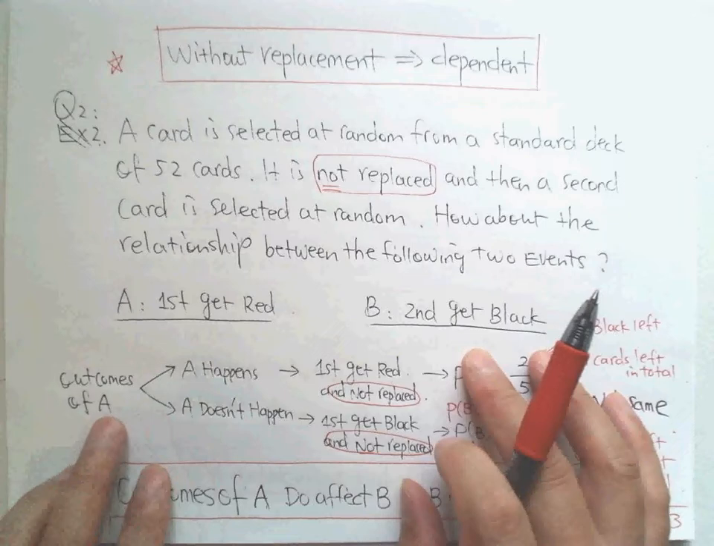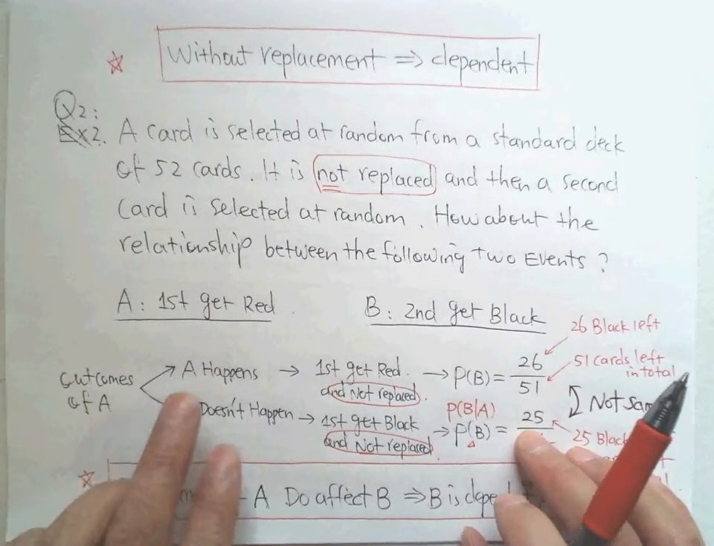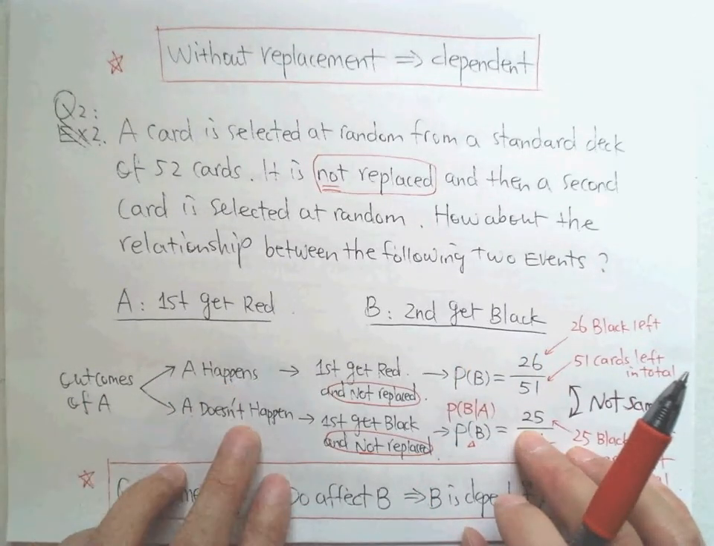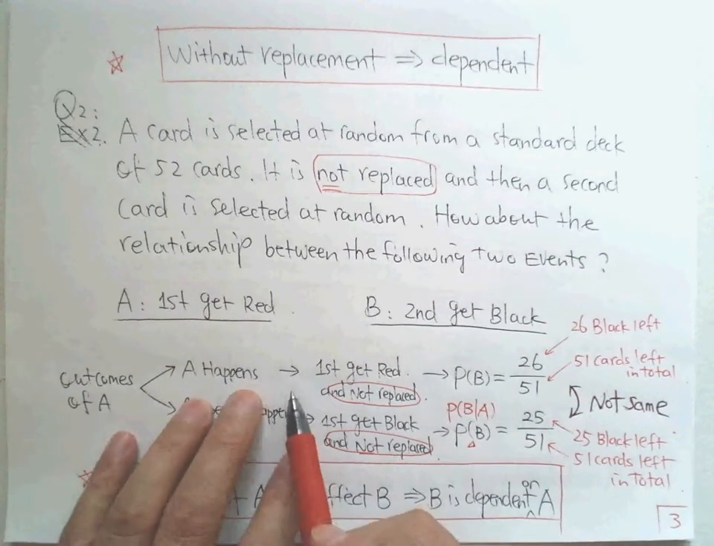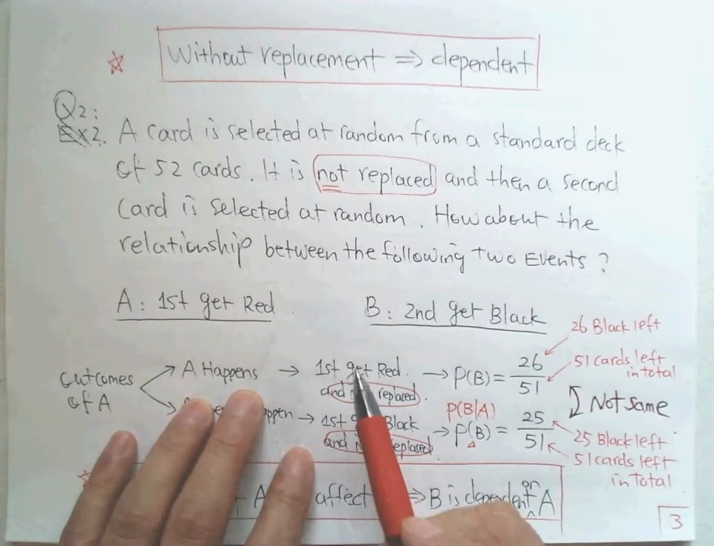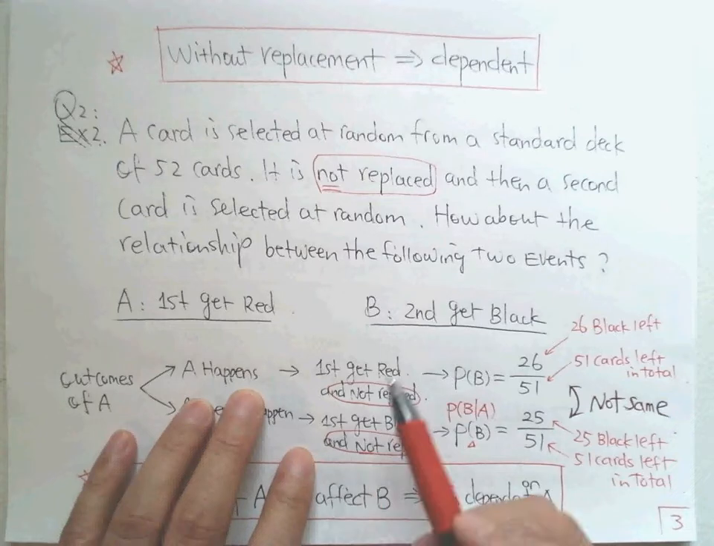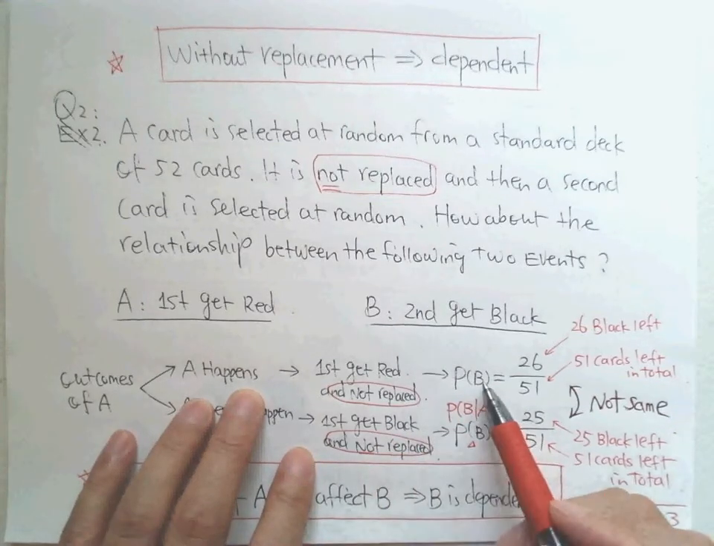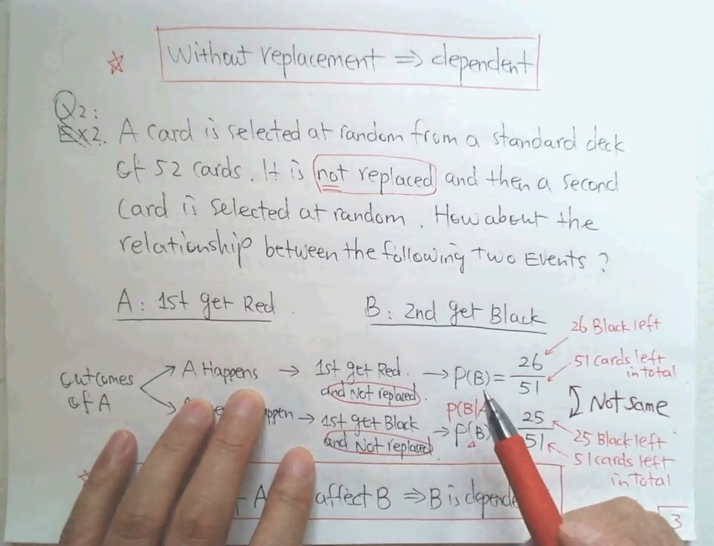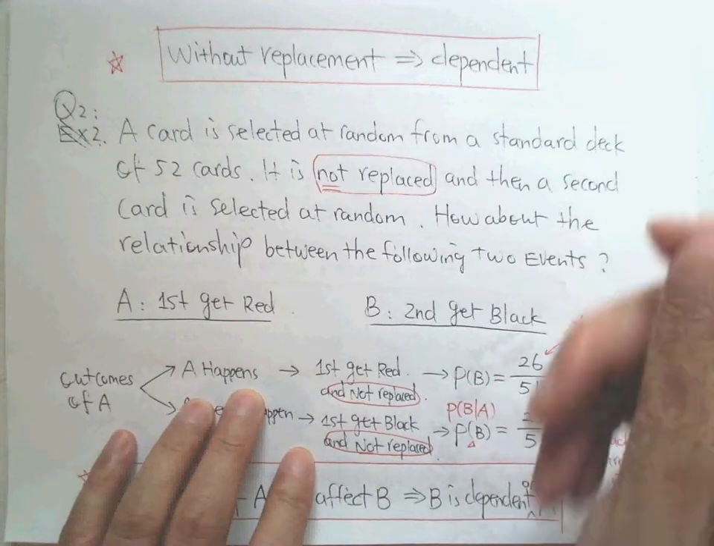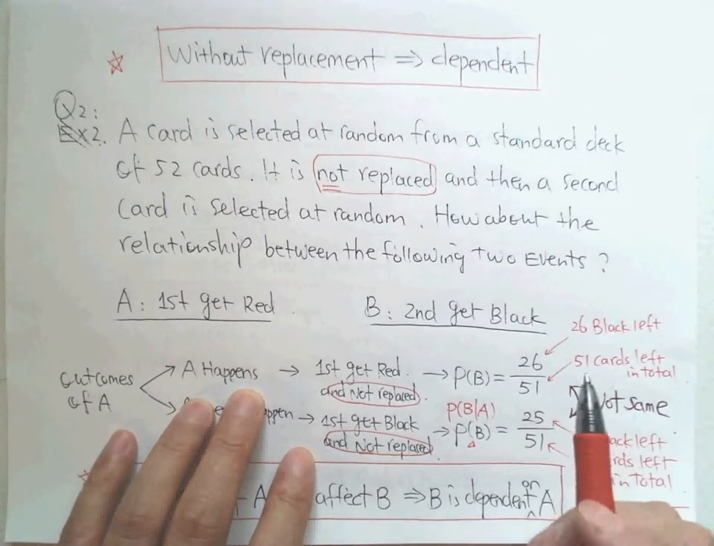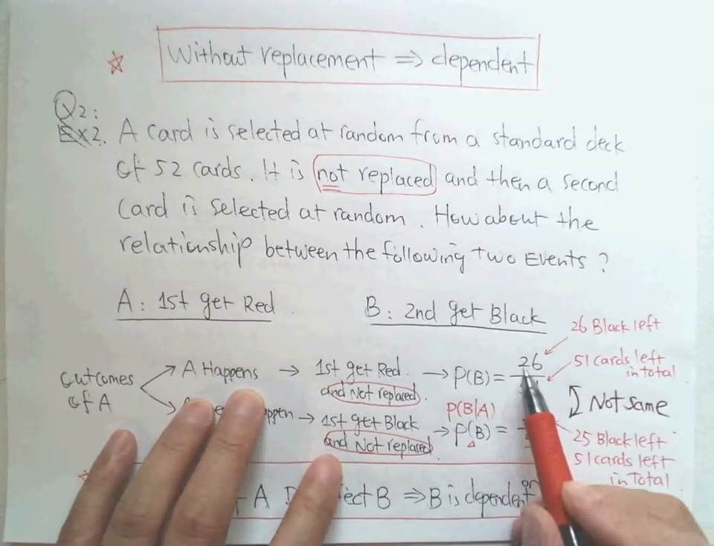Why? Let's look at the detail. Outcome of A we have two, either happen or not happen, right? So we look at the happen first. If A happens, it means the first step we get a red. Keep in mind that we do not replace, not put back. Okay, and then look at the second step. We're going to pick a card randomly, but this time the probability changed.